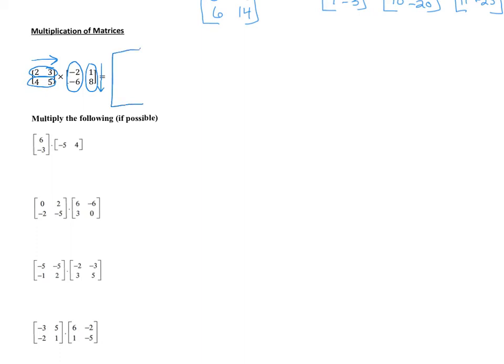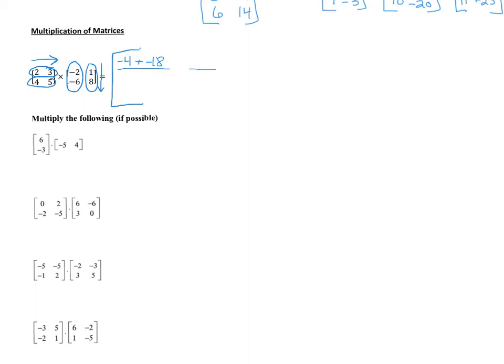So for our first spot, I'm going to do 2 times -2, because I'm starting with the first entry. So 2 times -2 is -4. But now I need to add that to 3 times -6, which is -18. So notice how I slid to the right and I slid down, because I'm multiplying the first row by the first column to get my first entry.